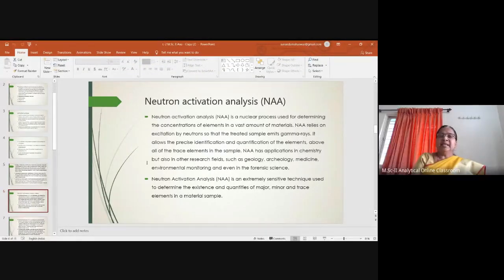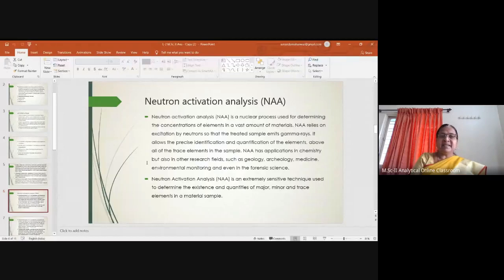Yes, ma'am. NAA relies on the excitation by neutrons so that the treated sample emits gamma rays. That means when we expose that sample to the flux of neutrons, they provide a large amount of energy to that sample, and therefore the sample goes into the excited state. It relies on the excitation by neutrons so that the sample becomes unstable, and that unstable sample emits gamma rays.